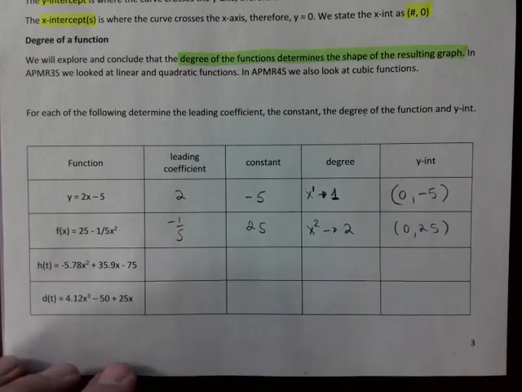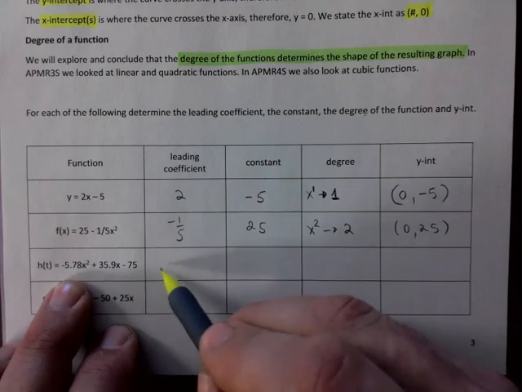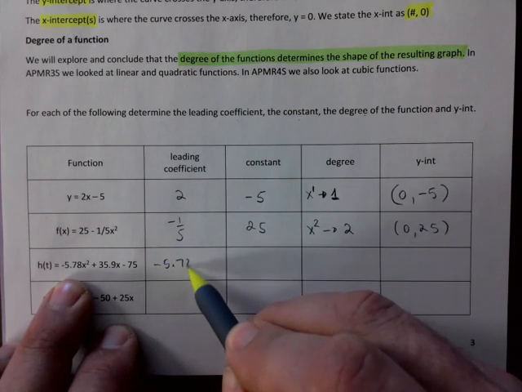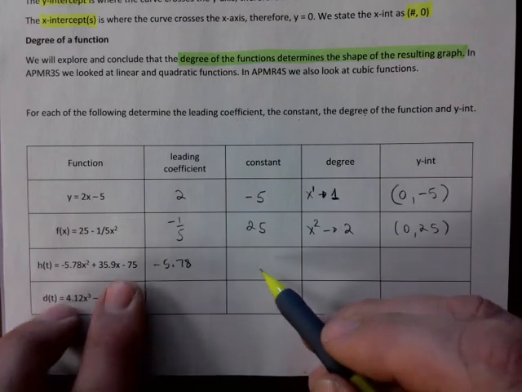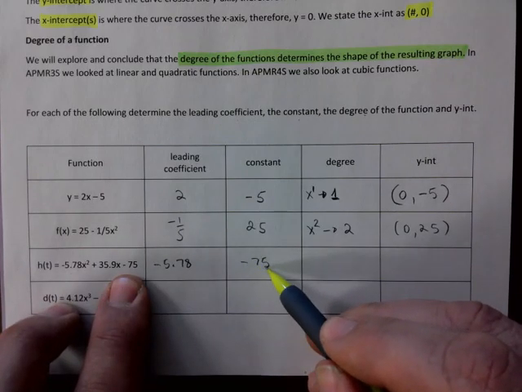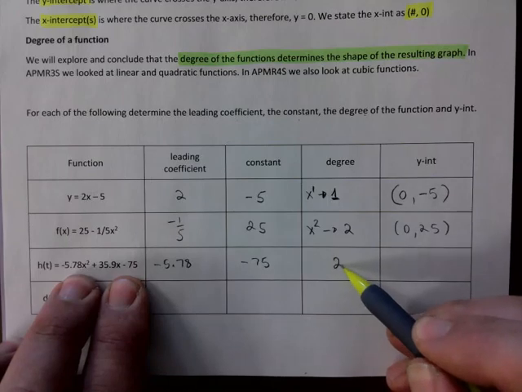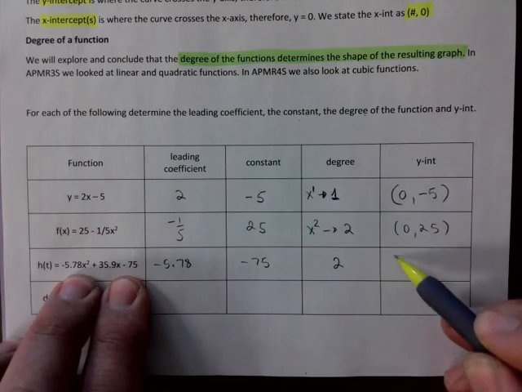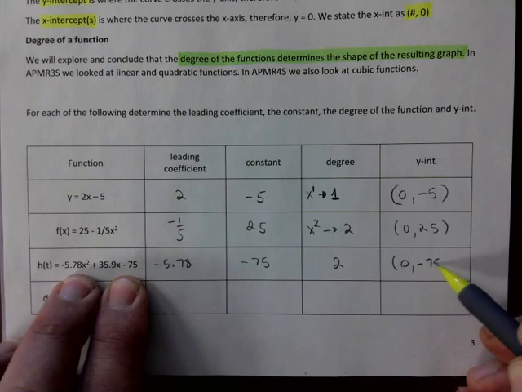Okay, try a few more. The leading coefficient here is negative 5.78. The constant is negative 75. The degree is 2. The y-intercept is (0, -75).